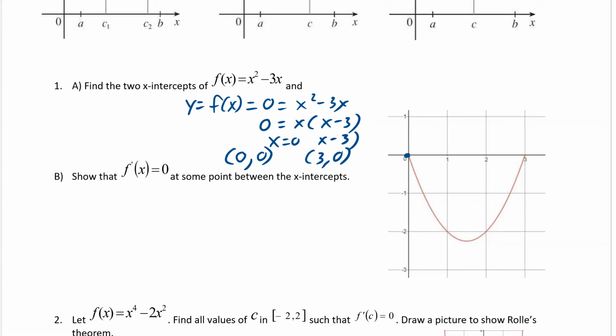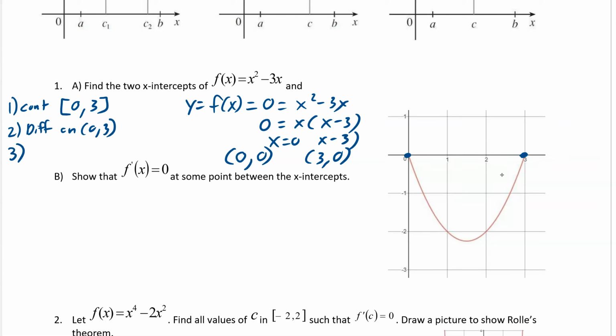Well, if we know that we have 2 x-intercepts, one at 0 and one at 3, and we have a polynomial that is continuous on this closed interval, so we know it's continuous on [0, 3]. It's differentiable because it's a polynomial on (0, 3).